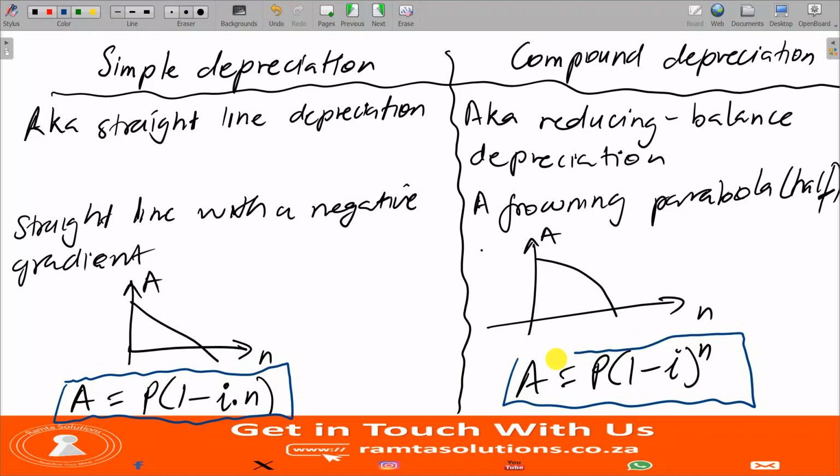You still remember in grade 10, you said A is the accumulated amount. Right now, we will call it the book value. P is the principal amount, i is the interest rate, and n is the number of years. We're not going to dwell much on this, but just this information.